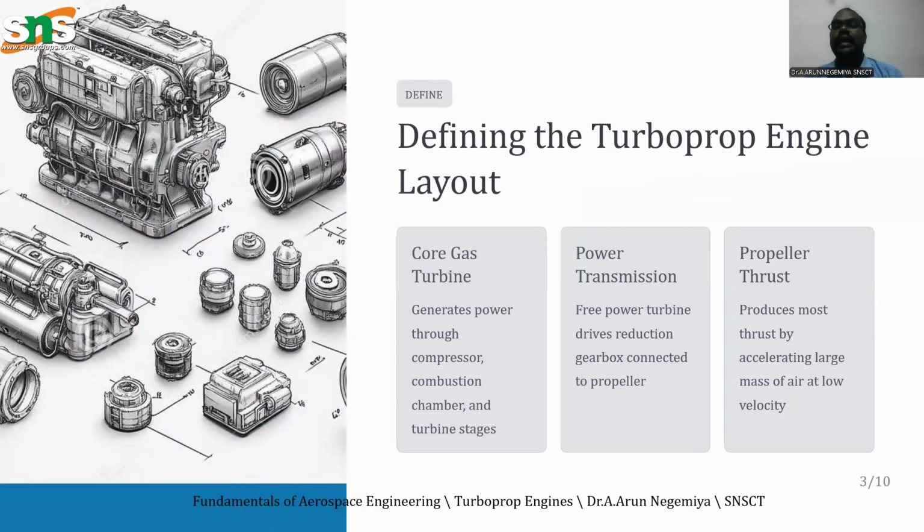Next one is the layout, and in the different stages, this is the layout of the turboprop engine. In the turboprop engine, many components are used. First one is the core gas turbine. Inside the core, there are several parts: first a compressor, a combustion chamber, and a turbine.